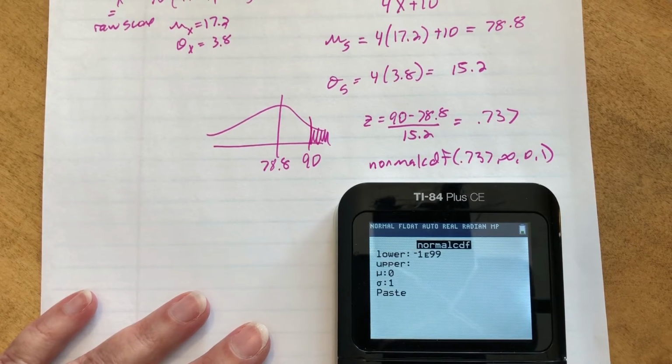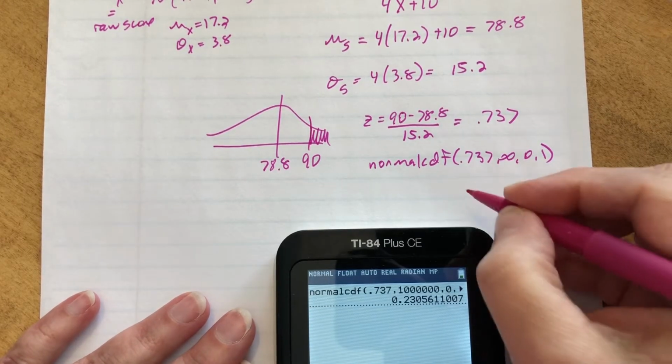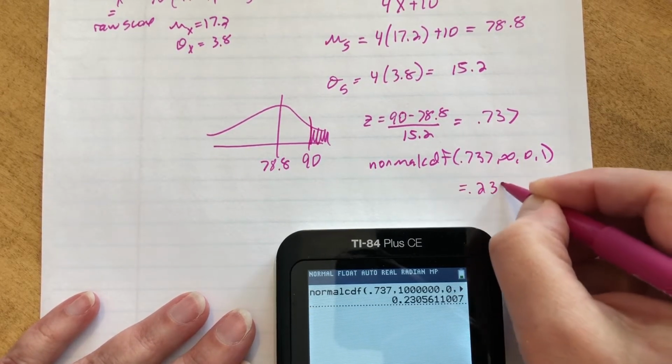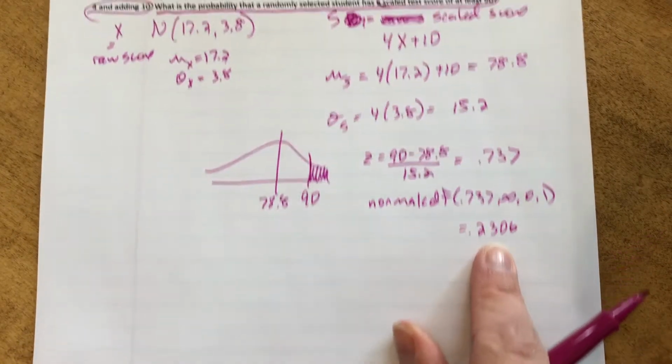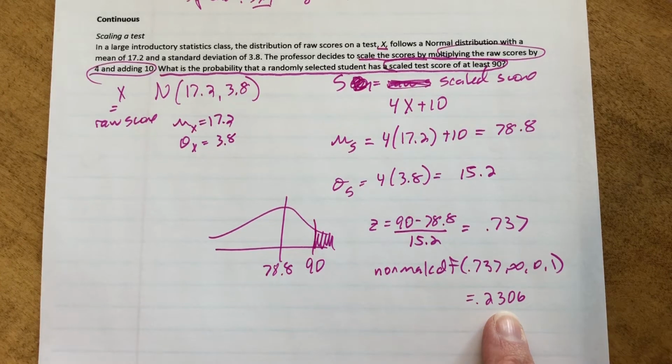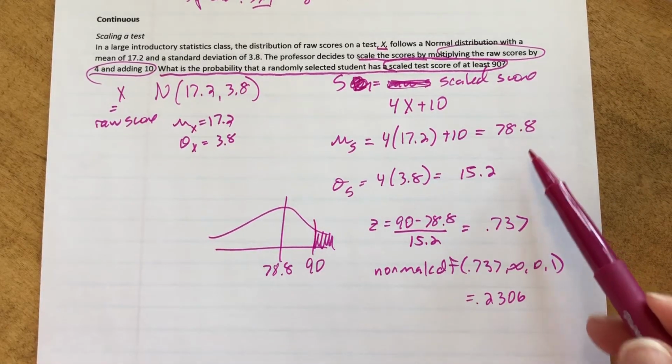Normal CDF, 0.737 to infinity, and I get 0.2306. Okay, so there's about a 23% chance that a randomly selected student is going to have a scaled score of at least 90, because the average was about 78.8.